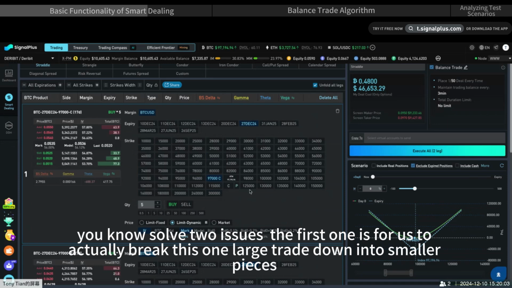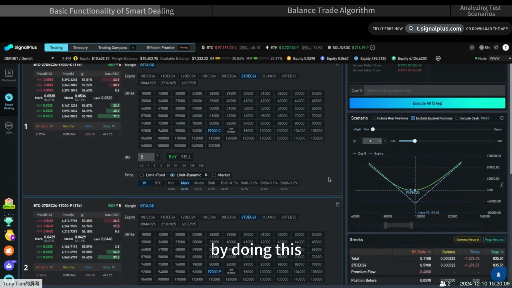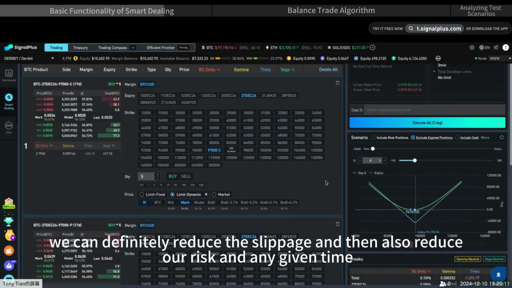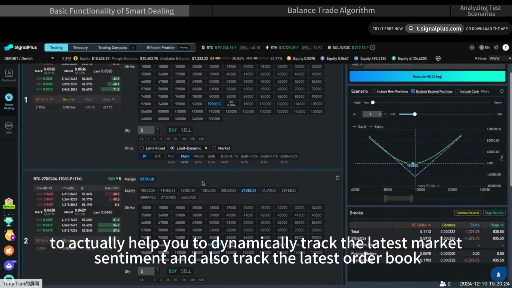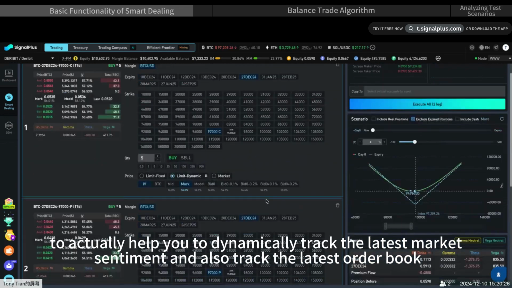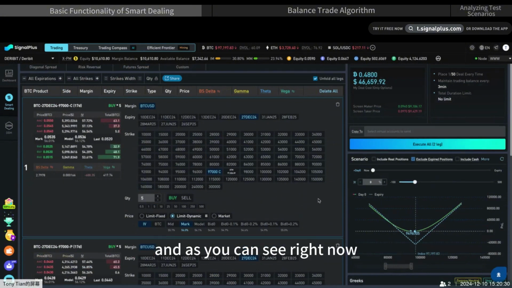The first one is for us to break this one large trade down into smaller pieces. By doing this, we can definitely reduce the slippage and also reduce our risk at any given time. And secondly, we can use the limit dynamic function, which I will go over in a minute, to help you dynamically track the latest market sentiment and also track the latest order book.